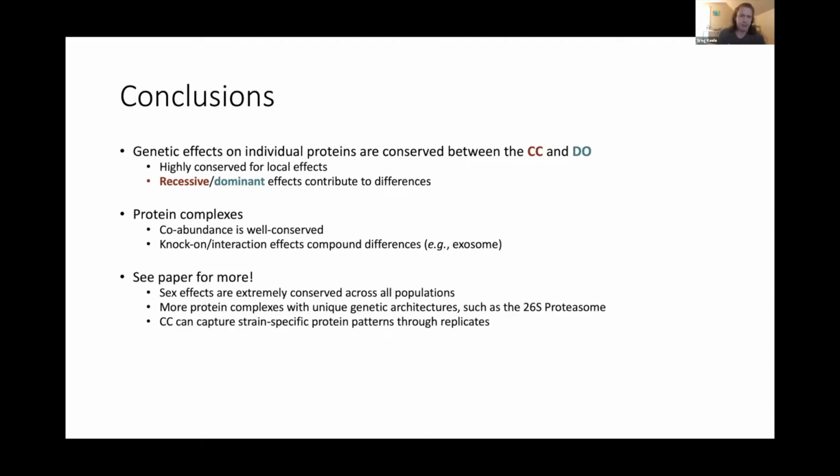And please look at my paper for more if any of this is interesting. I didn't talk about sex effects. There are even more interesting stories around protein complexes, and I didn't even talk about the CC strains, how you can use the replicates to identify unique protein patterns as well. And we can also look at these interactive viewers to explore the data yourself.